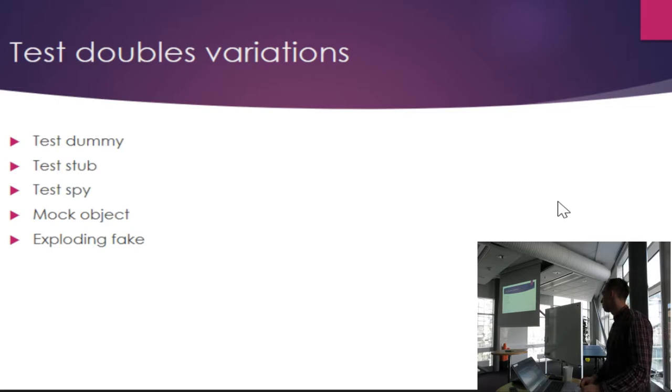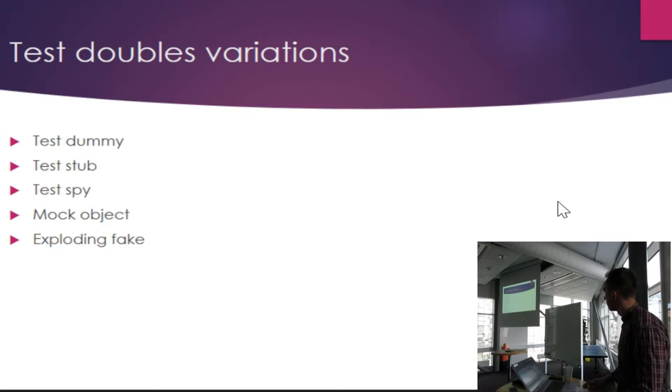The next, which is a little bit more complicated, is the test spy. It's similar to a stub, but it has some kind of business logic. So it may, for example, try to look like a driver which has some kind of state machine in it and saves the current state, so we are able to test some kind of flow in our module.